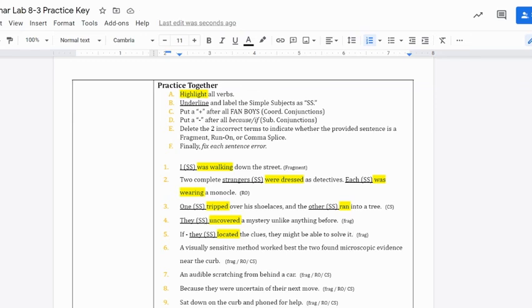And if you're even not sure, you can say, well, I'm not sure that located sounds right: if they located the clues. What if I tried it as if they locate the clues? You don't have to make that change, but if you feel like it sounds better, do it.